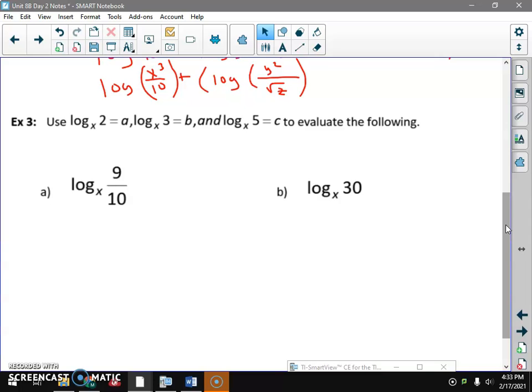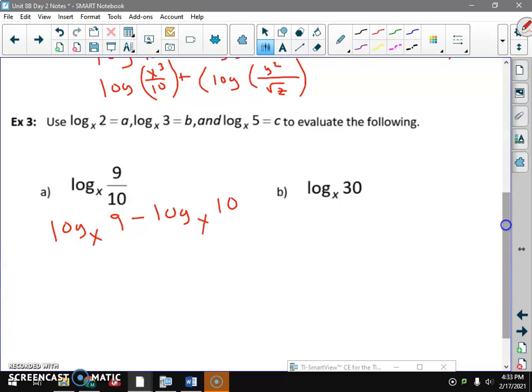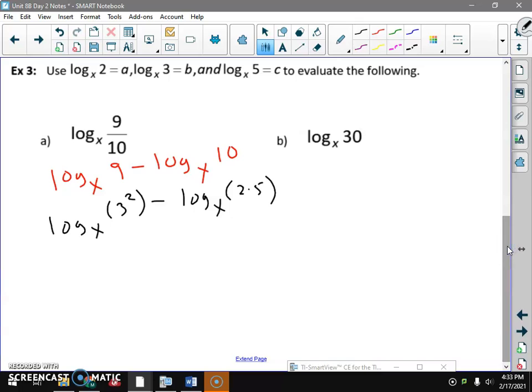That's the last component, which means I'm going to use my properties. Watch. Log base x of 9 minus log base x of 10. Now I need to express 9 and 10 in terms of 2's, 3's, and 5's. And I can do that. Log base x of 3 squared minus log base x of 2 times 5. Why did I do that? Because now I can apply those properties, put the 2 out front, log base x of 3 minus parentheses log base x of 2 plus log base x of 5.